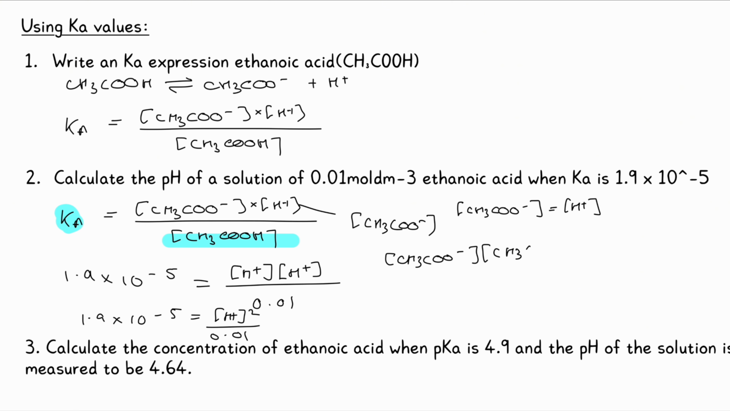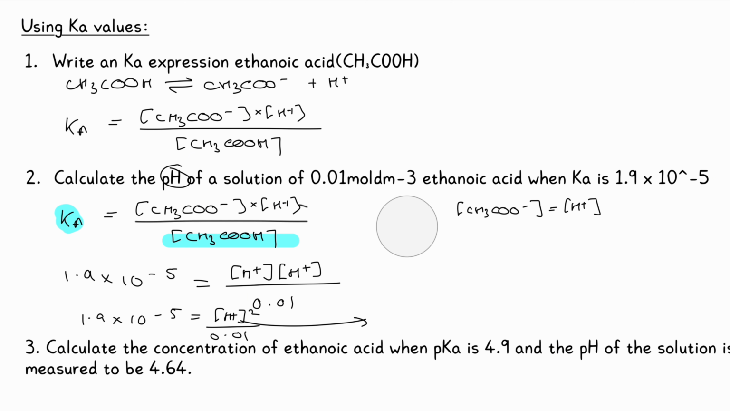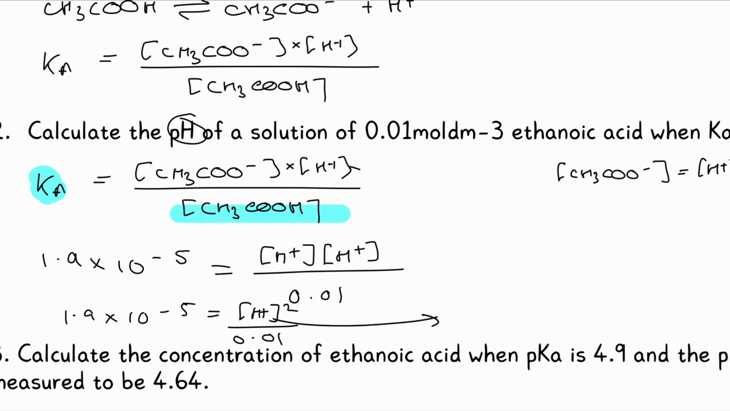The reason why we don't do that is because we are trying to find the pH. pH is minus log 10 of hydrogen ion concentration. It serves us no benefit finding the ethanoate concentration, but finding the hydrogen ion concentration does serve a benefit because then we can plug it into this equation and find the pH as the question is asking us. That's the reason why we don't replace the hydrogen ions with the ethanoate ion concentration instead. So let's continue on from this question.